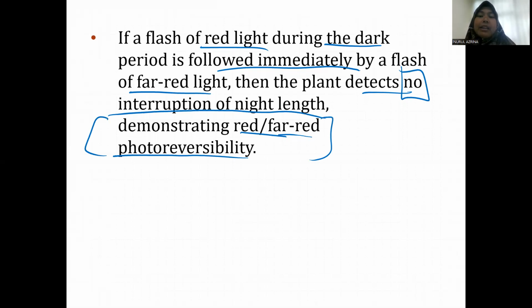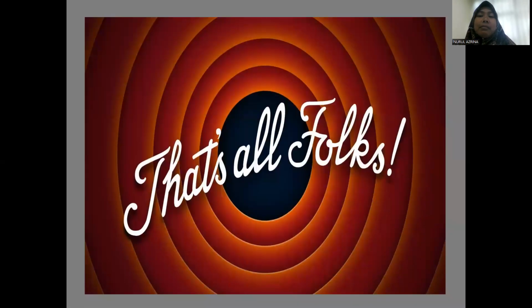Okay, so that's all related to photoperiod and photoperiodism. And with that, we end chapter 3.